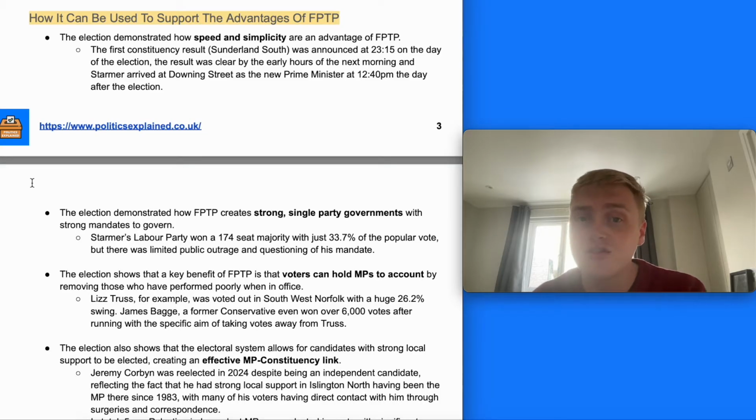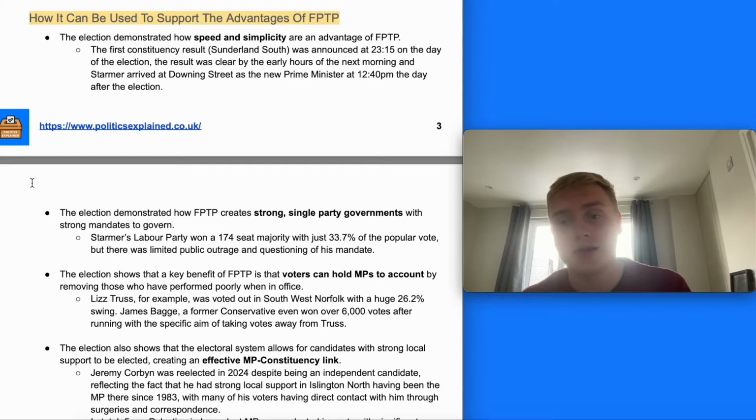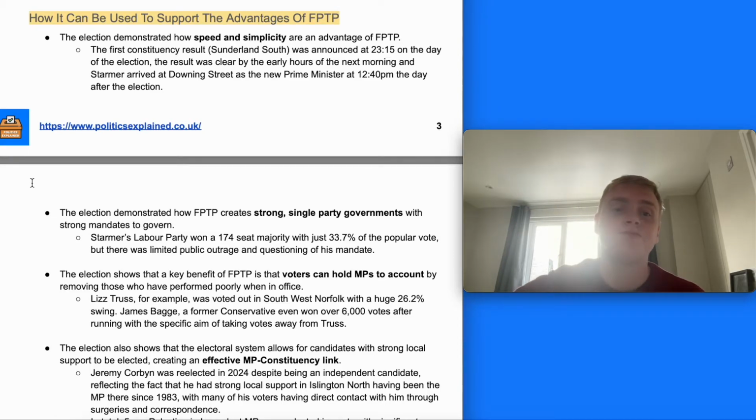The first constituency result was announced at 11:15 on the day of the election, and the result was really clear by the early hours of next morning, with Starmer arriving in Downing Street as the new Prime Minister at 12:40 p.m. the day after the election. That simply doesn't happen in a lot of coalition or proportional systems that deliver coalitions. Often there's days, if not weeks, of negotiating behind the scenes to form a coalition government before the government can kind of hit the ground running effectively.